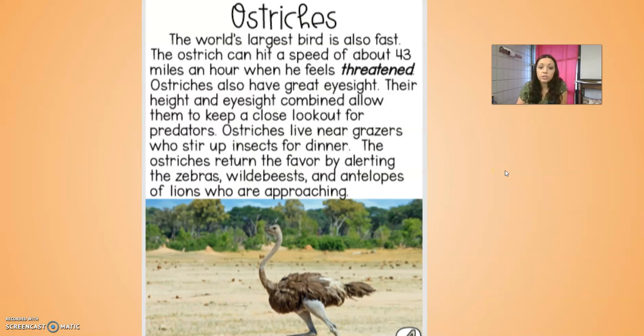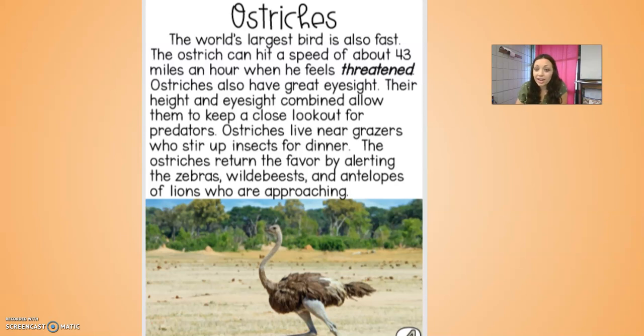Ostriches. The world's largest bird is also fast. The ostrich can hit a speed of 43 miles an hour when he feels threatened or he's scared. So let's think about that. 43 miles an hour, that's above the speed limit when you're driving around the school.